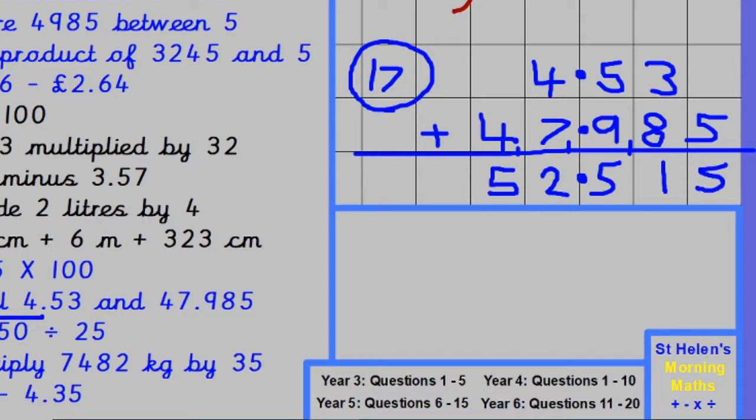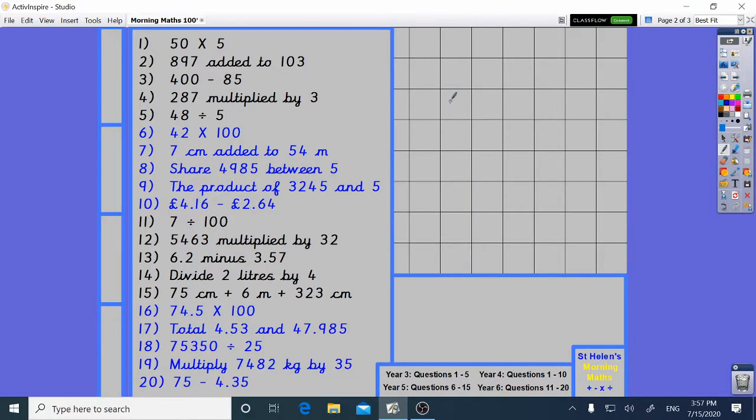52.515. Question 18. This might take me a little while, divided by 25. You may want to write your 25 times table. Usually I write my times table for these. I'm going to have a go without writing the times table, especially because I can see the first bit is 75. I don't think this is going to be that hard. How many 25s in 7? 0, carry the 7. How many 25s in 75? Well, 25, 50, 75 is 3. No remainder for once on these big questions.